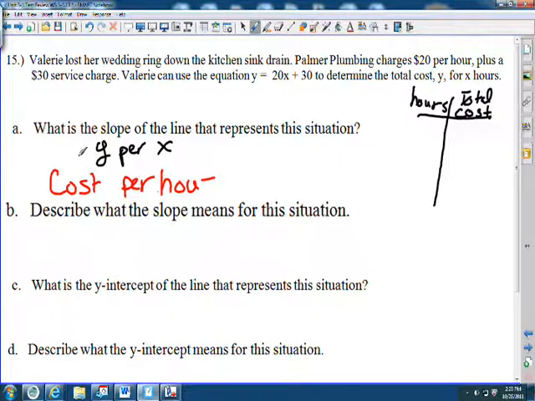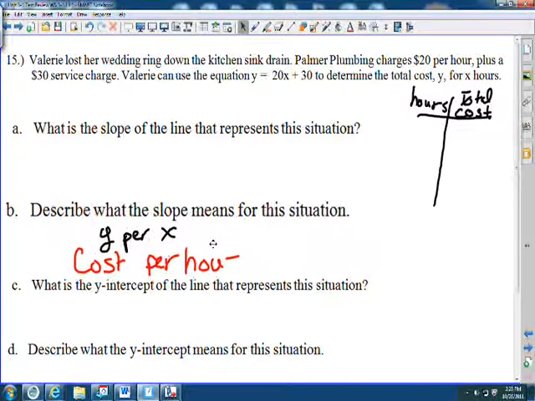It says, what is the slope of the line that, oh my goodness, I keep doing this all the time. Silly me. This is what it means. All right. And then which number is the slope? Well, that's the 20. Look, it even says it's $20 per hour. That's how much it costs. Next, the y-intercept. The y-intercept is 30.